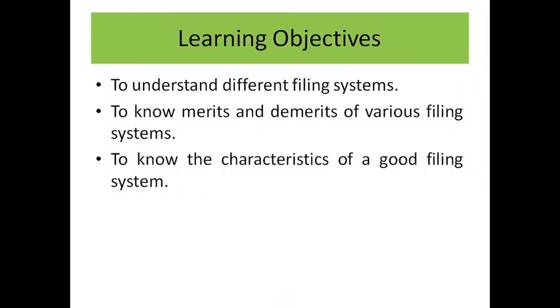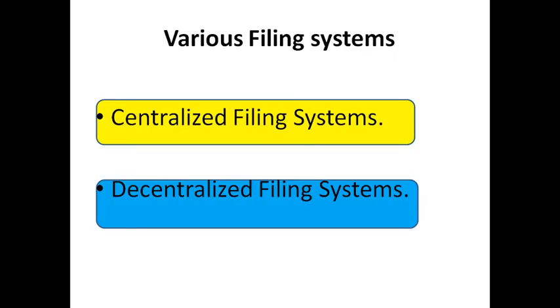The learning objectives are to understand different filing systems, to know the merits and demerits of various filing systems, and to know the characteristics of a good filing system. Well, there are mainly two types of filing system. One is called centralized filing system and another is decentralized filing system.